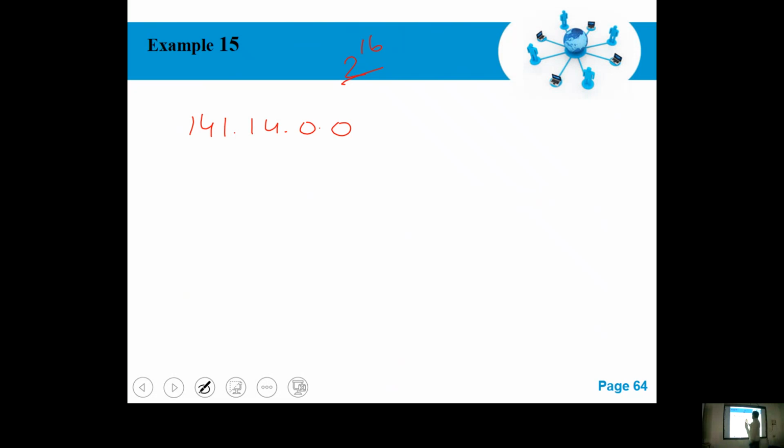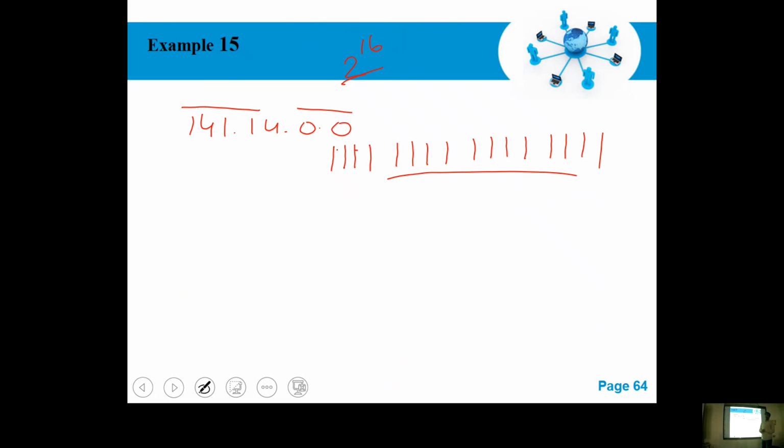So for 16, I need to write 1, 2, 3, 4, 5, 6, 7, 8, 9, 10, 11, 12, 13, 14, 15, 16 ones. Original network had 16 bits per network ID, 16 bits per host ID. To get the last address, I need to consider how many bits we are considering per host ID. So how many bits are we considering? 16.